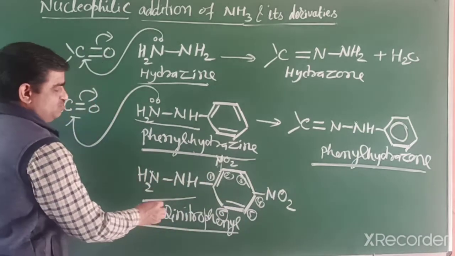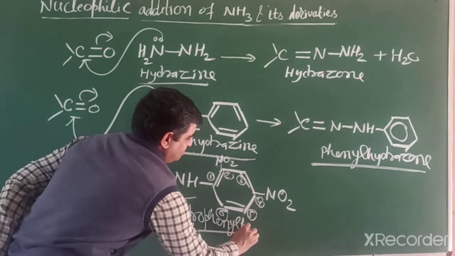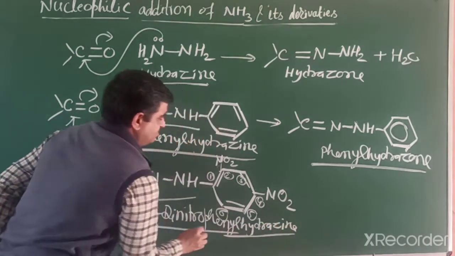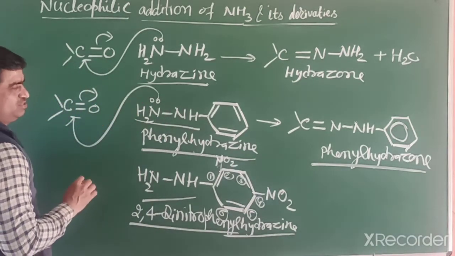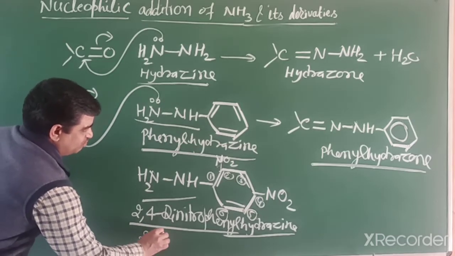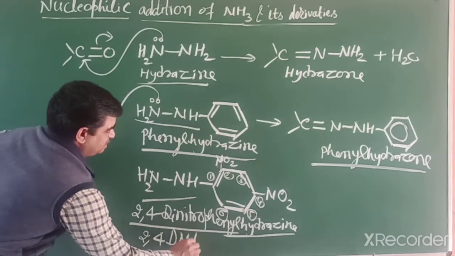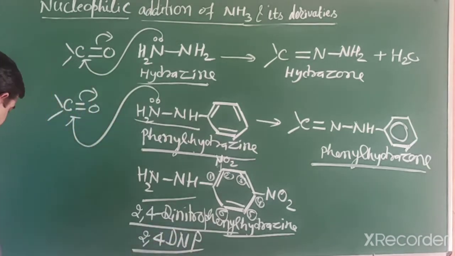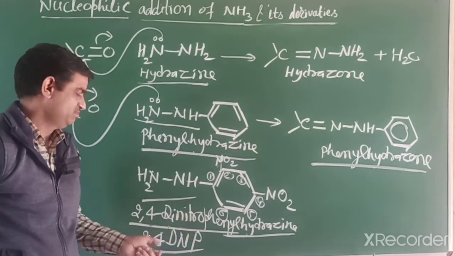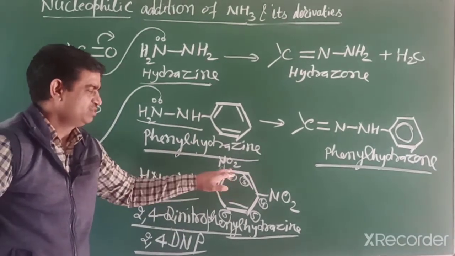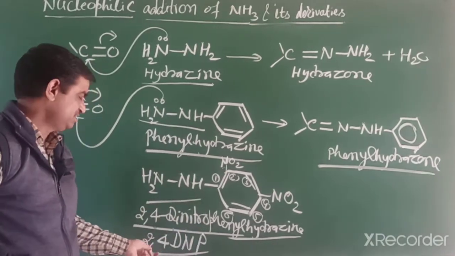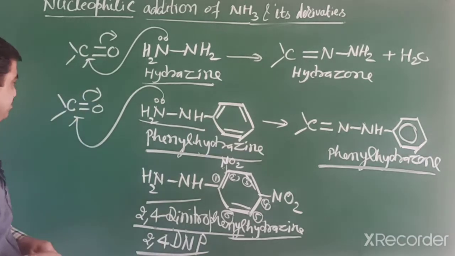The name is 2,4-dinitrophenylhydrazine. This reagent is known as 2,4-DNP in short form. 2,4-DNP means 2,4-dinitrophenylhydrazine. The H is not written; it is only written as 2,4-DNP in capital letters.